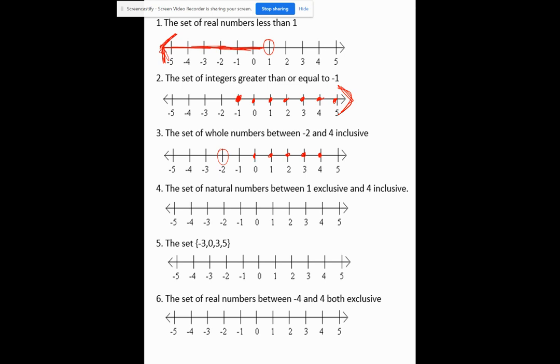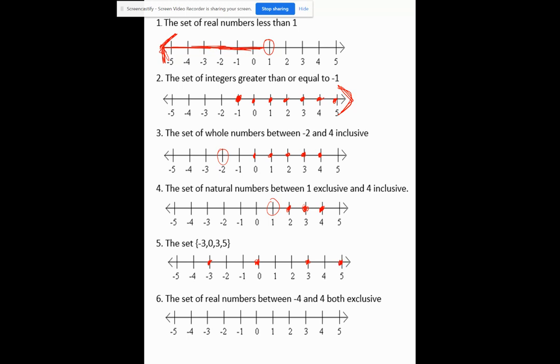Then we have the set of natural numbers between 1 exclusive and 4 inclusive. So 1 exclusive is an open circle, 4 inclusive, and we put dots in between. And this one's okay. This one we don't need to change because natural numbers do start at 1. Then we have the set -3, 0, 3, and 5. So this is telling you that these numbers are in there. So we have -3, we have 0, we have 3, and we have 5. And that's all we would do.